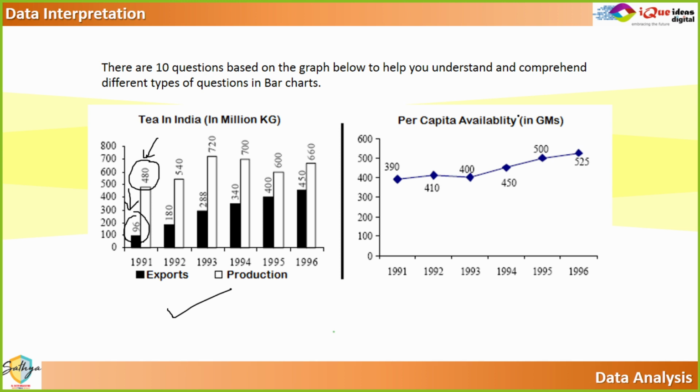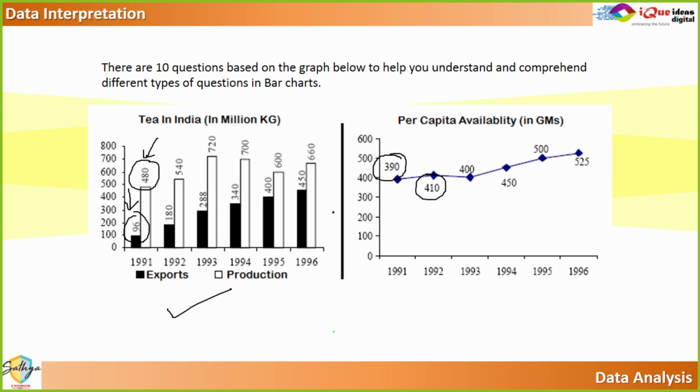Right hand side tells me per capita availability, right? So in 91, per capita 390 grams is available. Per capita in 92 is 410 grams, and so on and so forth. Grams per capita, right? This is the data. It gives you how much is produced, how much is exported, and right hand side tells you how much is available per capita.